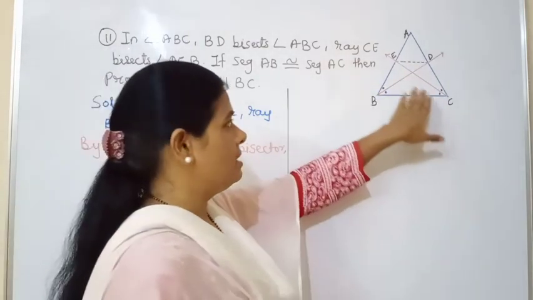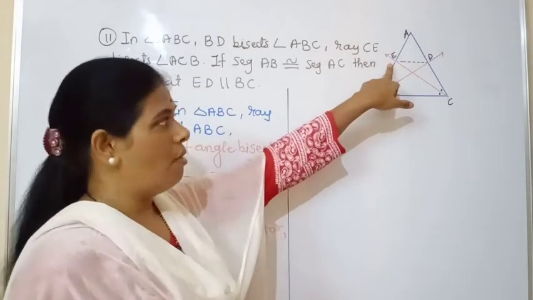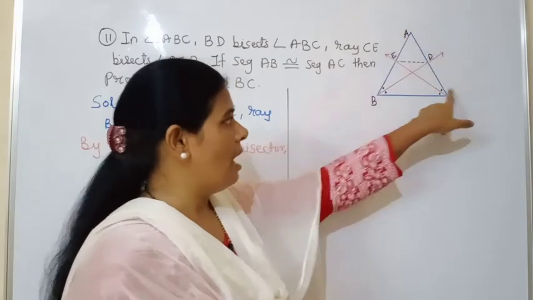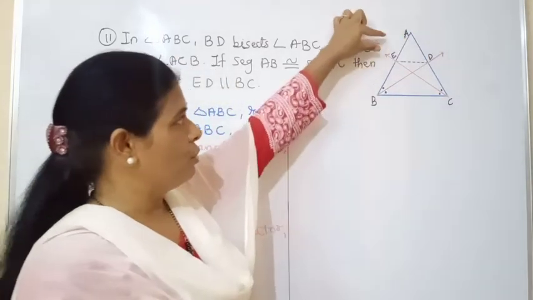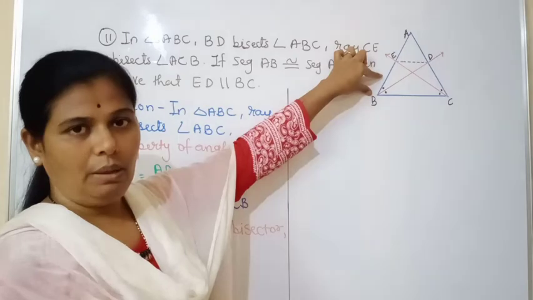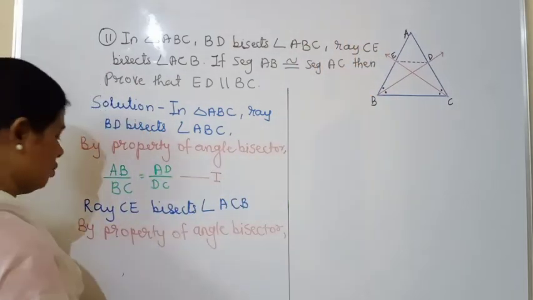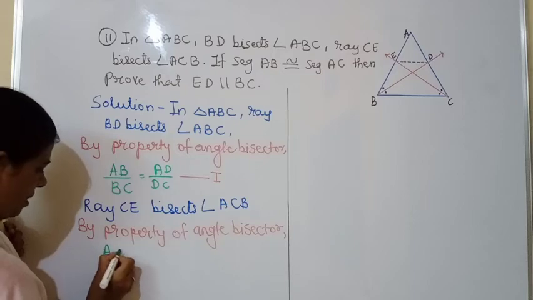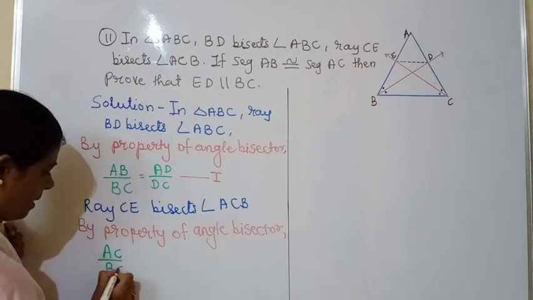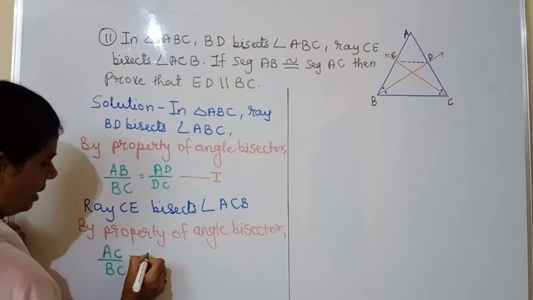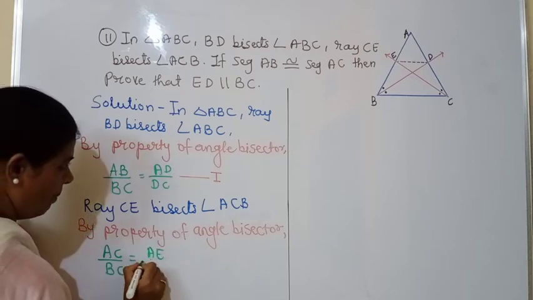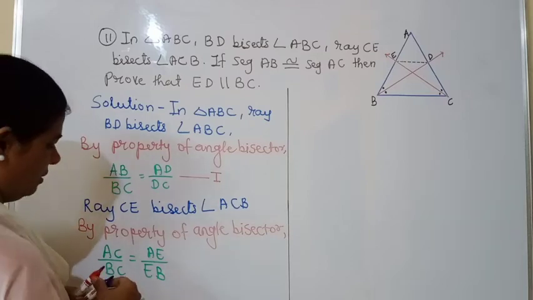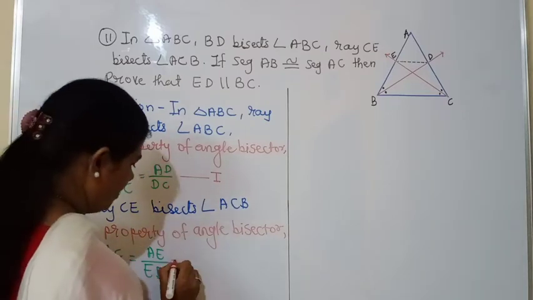Which is the bisector? That is ray CE is the bisector now. So what will be our ratio? That is AC upon BC equal to AE upon EB. Okay, this will be our ratio. We will write the ratio now: AC upon BC is equal to AE upon EB. Okay, so we will give the number as number 2.